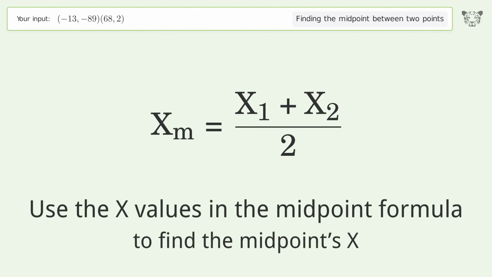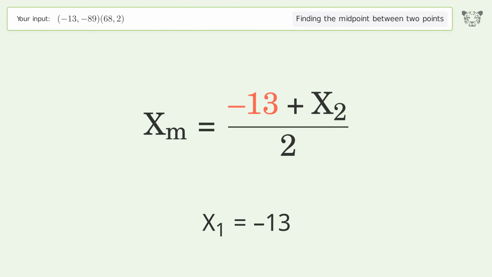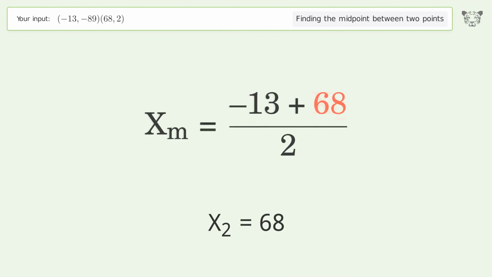Use the x values in the midpoint formula to find the midpoint's x. x1 equals negative 13. x2 equals 68. Simplify the arithmetic.